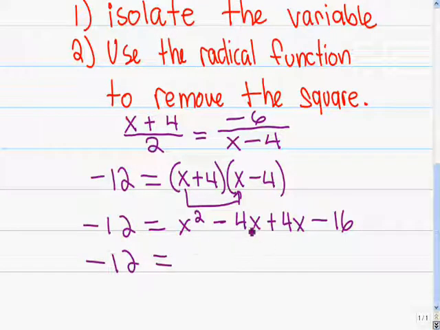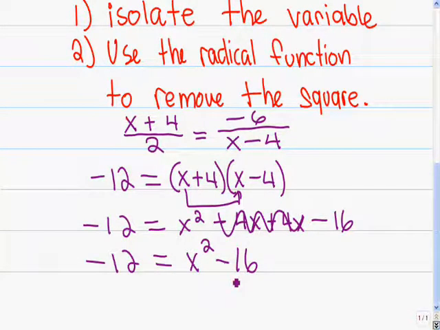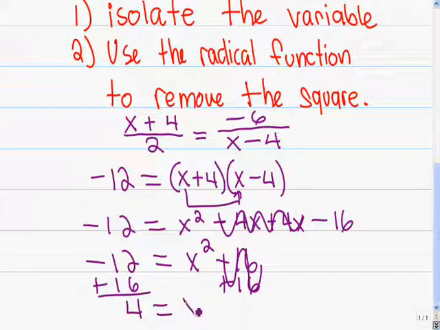Now I'm going to combine these. Positive 4x minus 4x is 0, so what I have left is x squared minus 16. Now I can start talking about isolating the variable. I've got to get x squared by itself. So to get x squared by itself, I've got to get rid of the 16, so I'm going to add 16. Negative 16 plus 16 equals 0, but what I do to one side I have to do to the other, so I'm going to add 16 over here. Positive 16 and a negative 12 equal a positive 4. I've just isolated the variable. See, the variable is isolated.